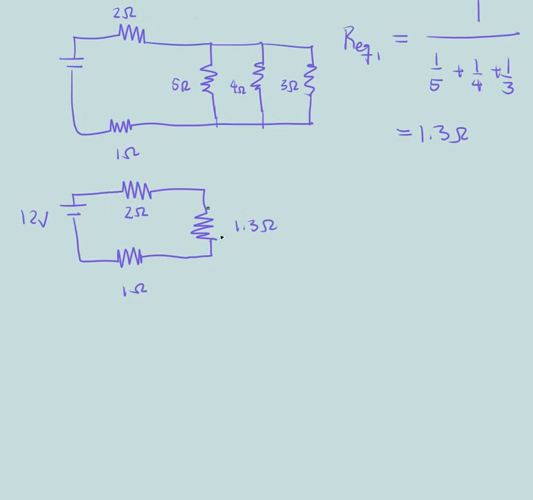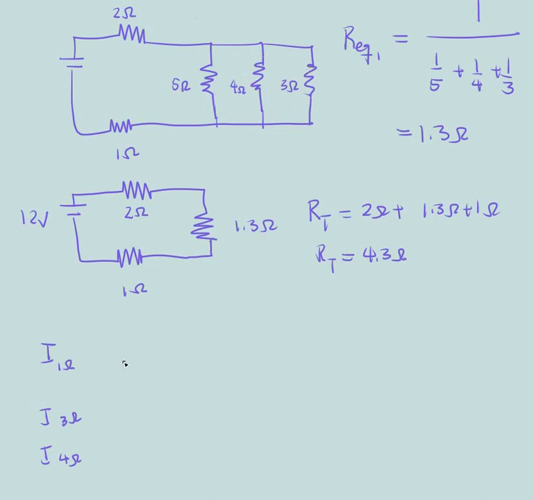Now that we have 3 resistors in series, 1 ohm, 2 ohms, and 1.3, the total resistance is going to be, right here, 2 ohms plus 1.3 ohms plus 1 ohm. Here we have the total resistance 4.3 ohms. Now the problem is asking how much is the current for the resistor of 1 ohm, the resistor of 3 ohms, and the resistor of 4 ohms.